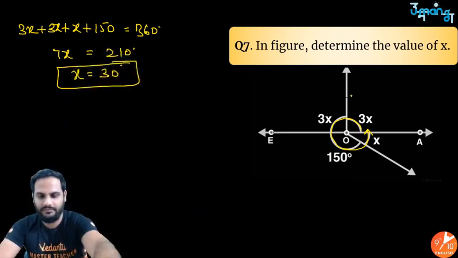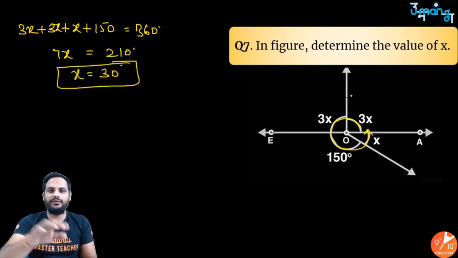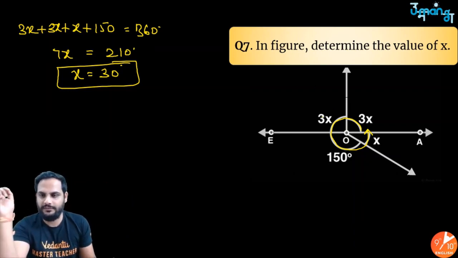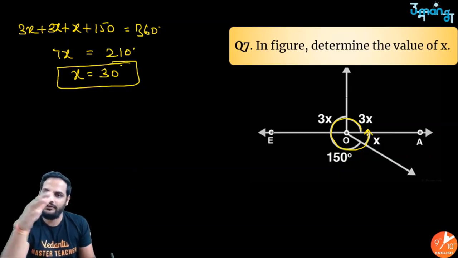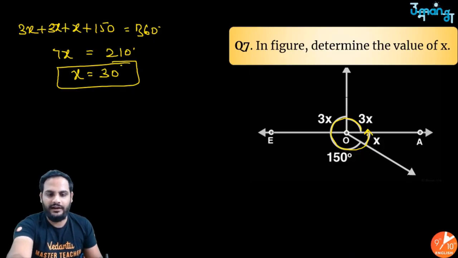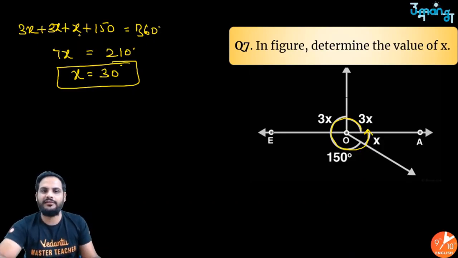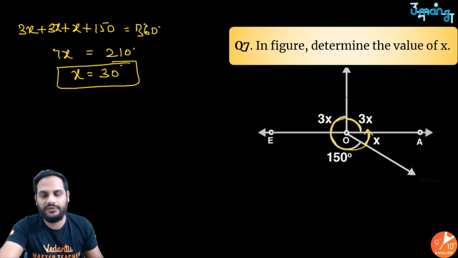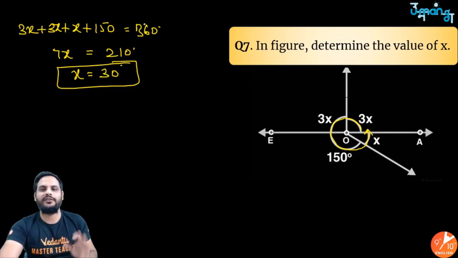Let me just minimize myself. So 3x plus 3x plus x plus 150: all these four angles, if I add them, form a complete angle, so that is equal to 360 degrees. I get 3x plus 3x plus x is 7x, shift 150 over there, so 360 minus 150 is 210, and x is equal to 30 degrees, right? So this is your correct answer.